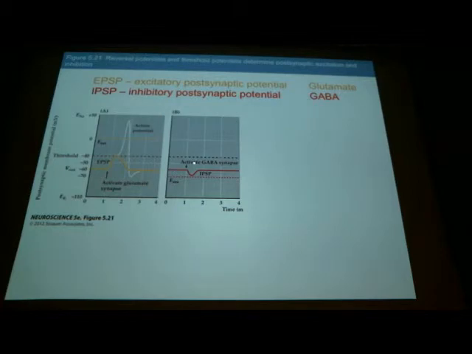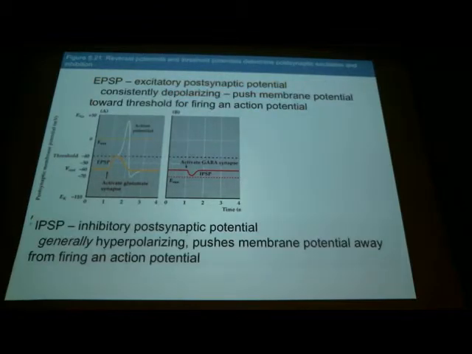Conversely, if you activate a GABAergic synapse, you get an inhibitory current, an inhibitory potential here. When you activate GABA synapses, and we'll talk about this in a minute, GABA has a negative reversal potential, so you're pushing the membrane in the negative direction. In that sense, you're moving away from threshold, so it's inhibitory. And that's generally what I just said.